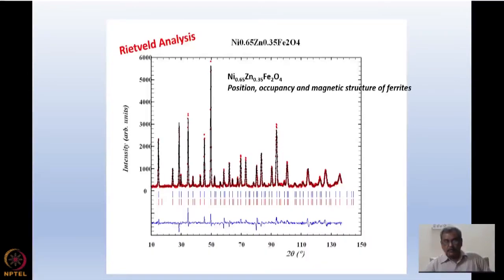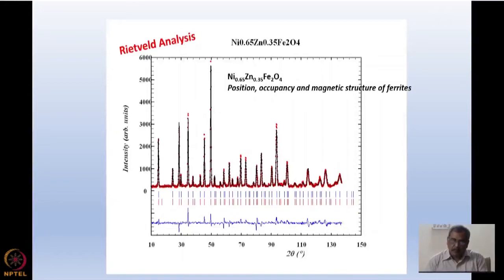I just want to show you typical data. This is how it looks after Rietveld analysis. So I have to introduce you to Rietveld analysis of data. Specifically, I will deal with crystallography together with magnetic crystallography, because neutron is extremely important, not only for finding out the crystal structure, but also for determining the magnetic structure.